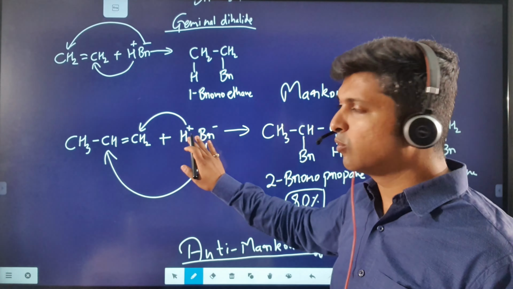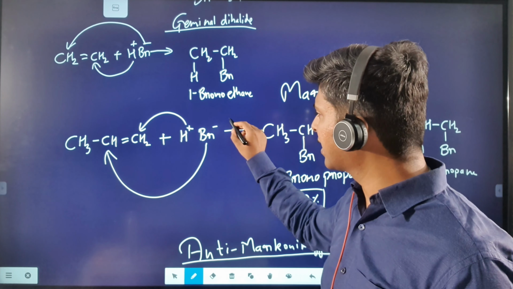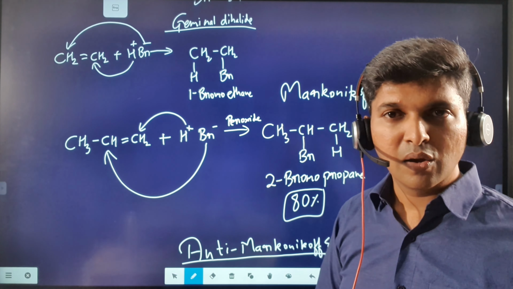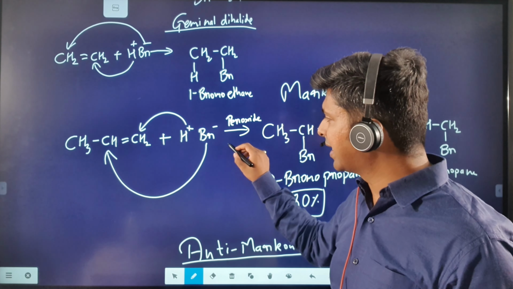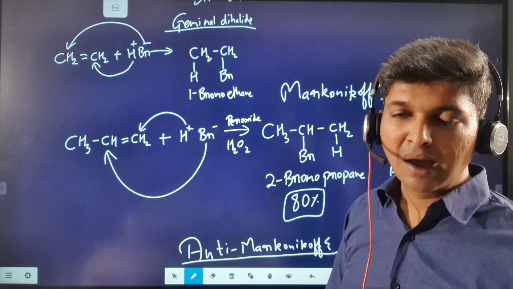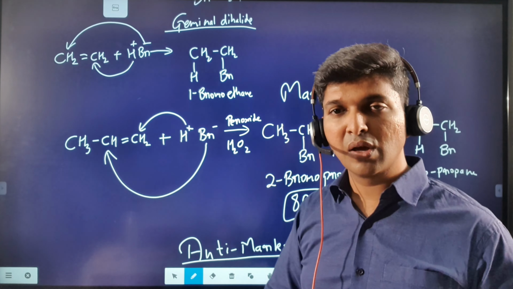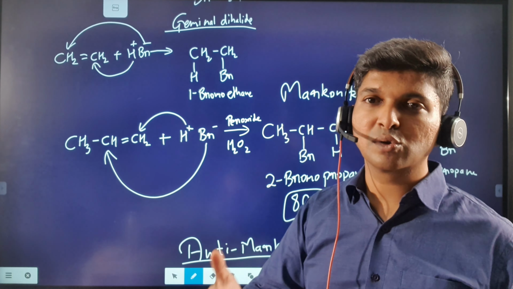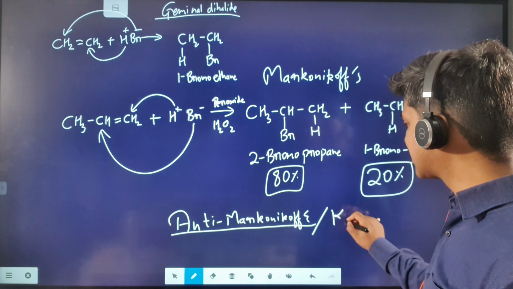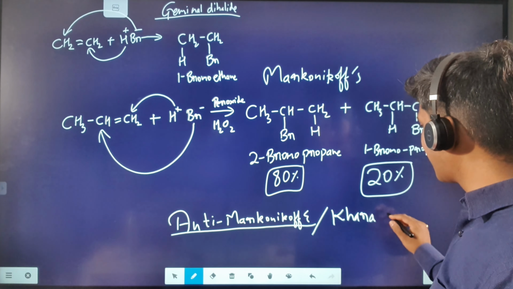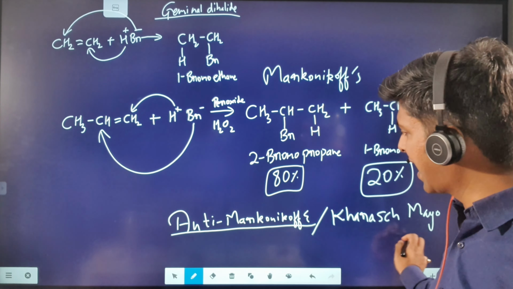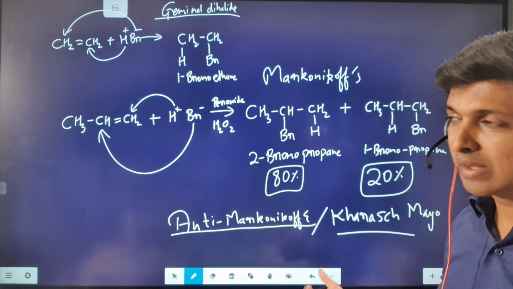Only if and only if I use HBr, and along with that a peroxide, for example Na2O2 or H2O2, any peroxide. Only in the combination of HBr and peroxide will anti-Markovnikov's rule be followed. Anti-Markovnikov's rule is also called the Kharash-Mayo effect, also called the peroxide effect. So there are different names for this anti-Markovnikov's rule: Kharash-Mayo or the peroxide effect.